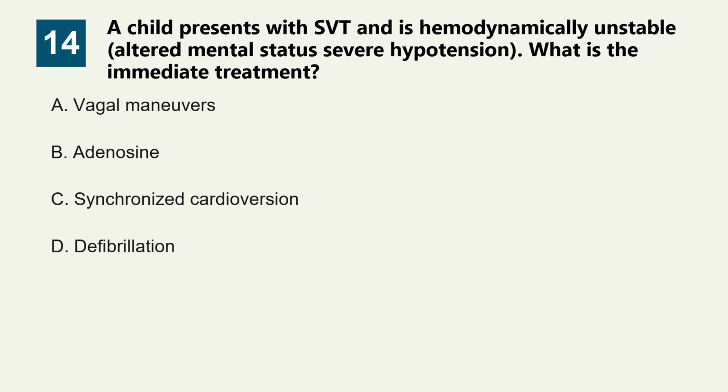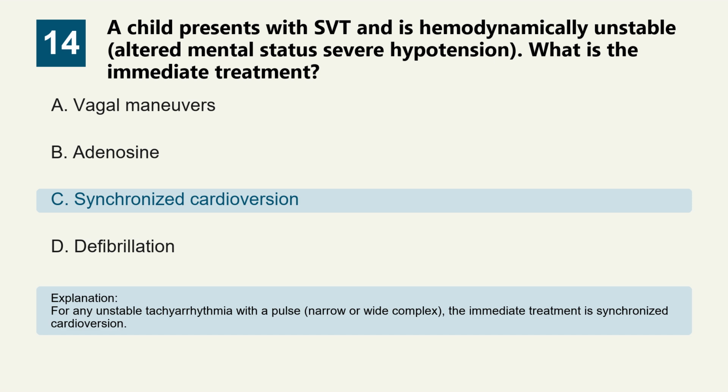Question 14. A child presents with SVT and is hemodynamically unstable, with altered mental status and severe hypotension. What is the immediate treatment? Option A, vagal maneuvers. Option B, adenosine. Option C, synchronized cardioversion. Option D, defibrillation. The correct answer is option C, synchronized cardioversion. For any unstable tachyarrhythmia with a pulse, narrow or wide complex, the immediate treatment is synchronized cardioversion.